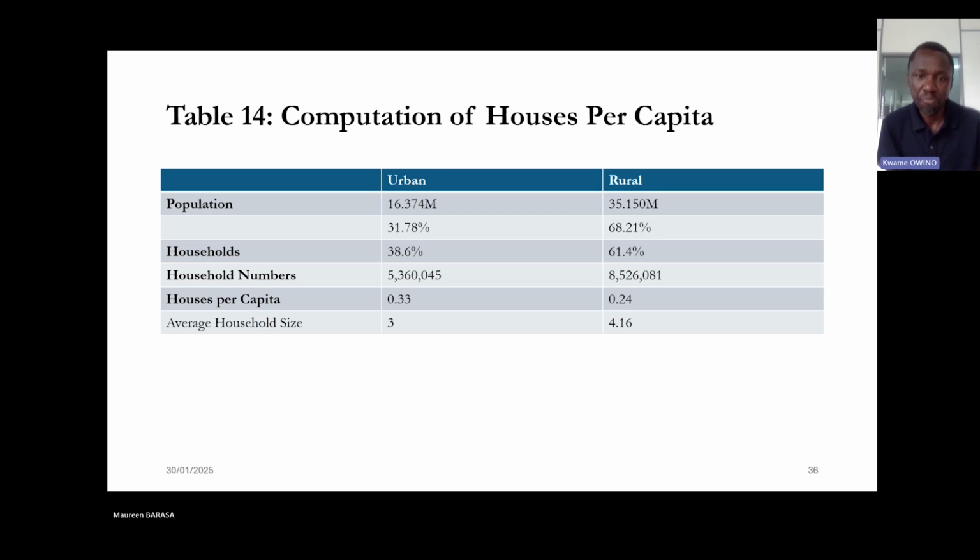In urban areas, average household size is 3, and average household size in rural areas is 4. So there's that range between 3 and 4. Please remember this average household size in urban areas and rural areas, because that will be material for the conversation that will go into to try and answer the question, is there a housing shortage in Kenya? Again, basing it on this data that exists. So let's go now to the next slide, 37.